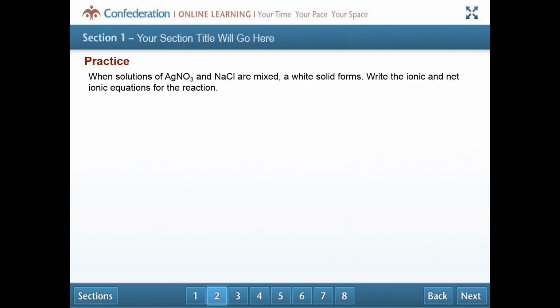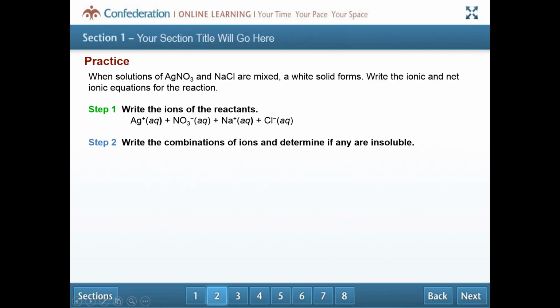So this is basically the same one that we just did, but now I'm going to show you how that would work if we had that in a question. So say we've got some silver nitrate and some sodium chloride, and they're mixed and a white solid forms. Write the ionic and the net ionic equations. So here's all of the ions that are in that reaction. So we split up the silver nitrate, and we've split up the sodium chloride.